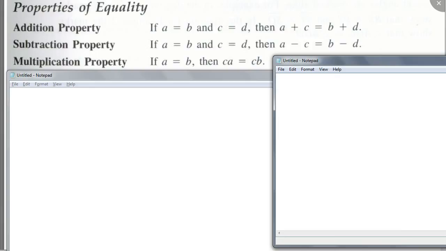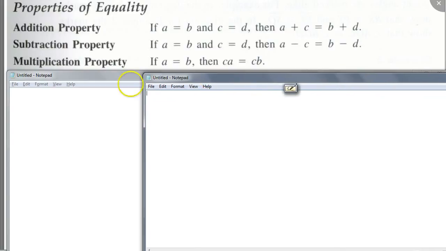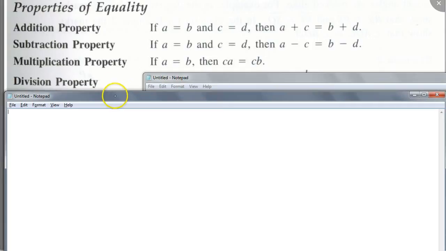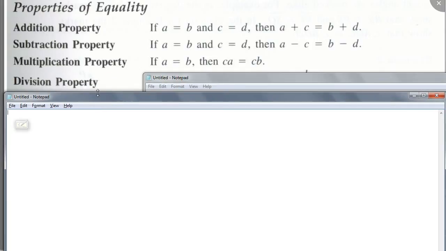Does that make sense? Wait, where does C come from? Yeah, it's just some other number. See, don't worry about it. Are we okay? Yeah. All right. Next, we have. Anybody want to guess what we're gonna have? Yeah. Division property of equality. Don't just call it division property, then you're gonna get it wrong. Okay, these are properties of equality.